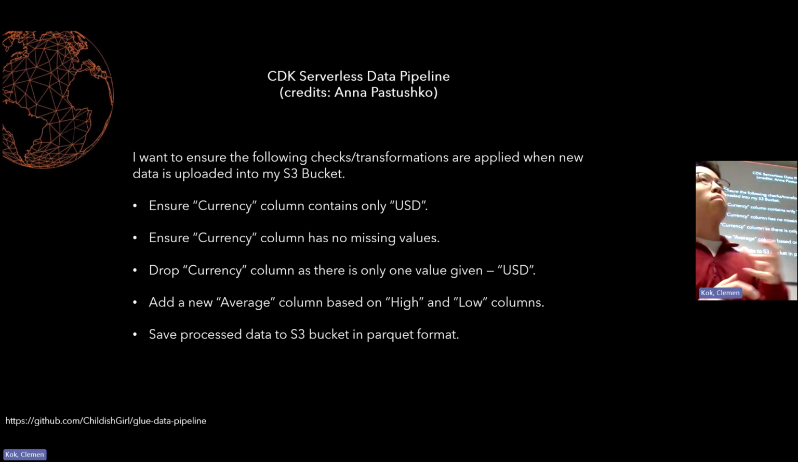We want a data pipeline that performs checks and transformations whenever new data is uploaded into an S3 bucket. And the checks are kind of like this. For example, I want to check that one column in my database contains only USD or has no missing values. So we want to programmatically do this. And we also want to drop certain columns whenever there's a certain input.